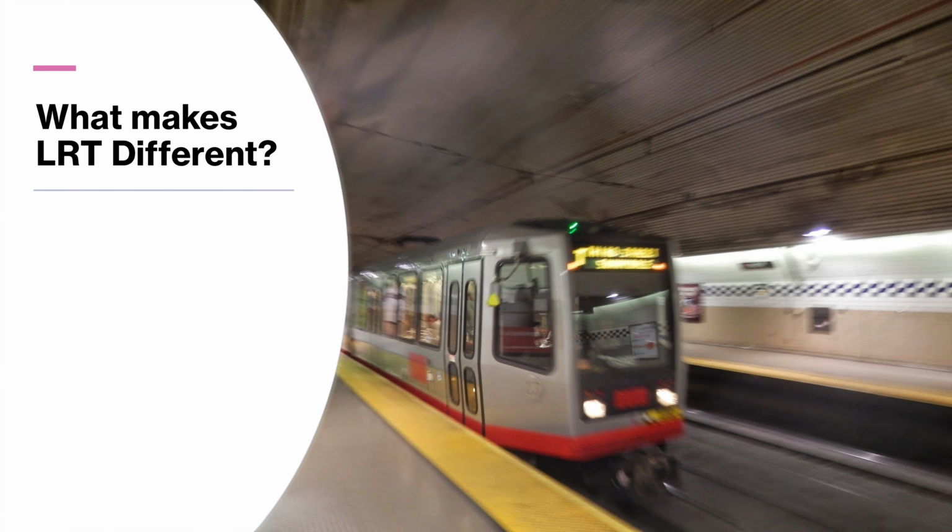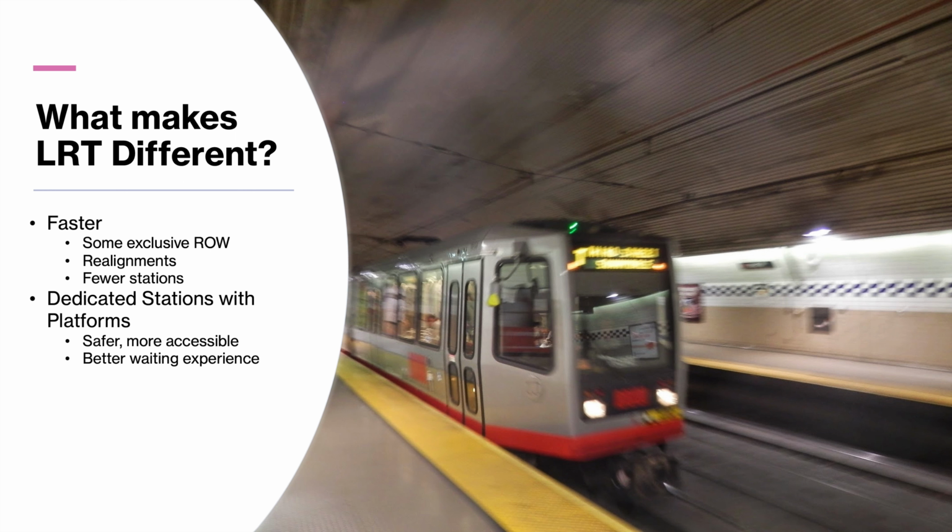So you might be wondering to yourself, what exactly is light rail transit and what makes it different from a regular streetcar? Well, for one, LRT is faster. It does have some completely exclusive right-of-way. Also, some routes are realigned in order to make them straighter, and sometimes stations are dropped, having about one station per neighborhood or so. LRT also has dedicated stations with platforms, making it safer and more ADA accessible, but also offering a better waiting experience.